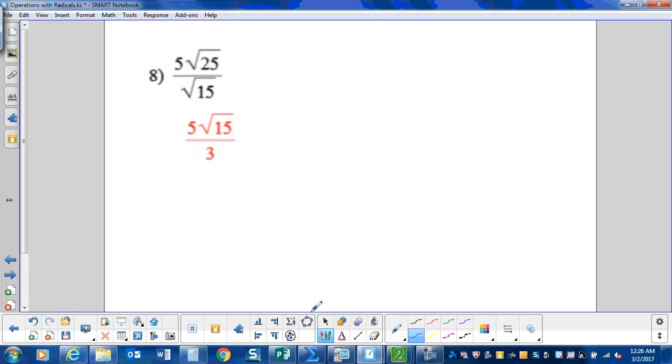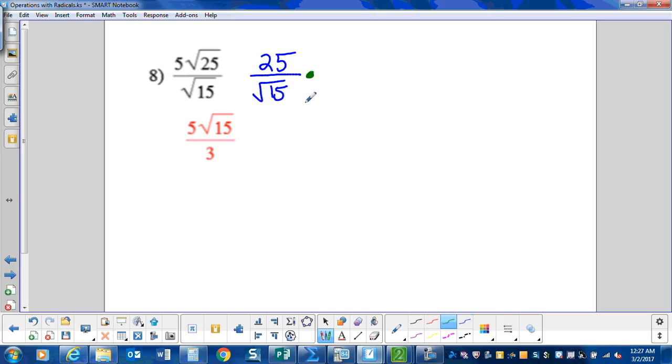So to begin with, we're going to look and see if we can simplify this. So we have 5 times the square root of 25, which is 5 times 5, which is 25, over the square root of 15. Well, that can't be simplified. So now we have this simplified, and now we need to rationalize this denominator and get rid of the square root. So the way we're going to do that is we're going to multiply by 1.